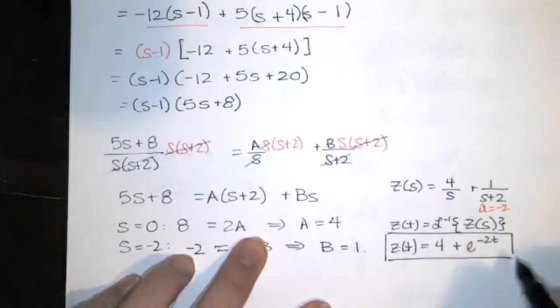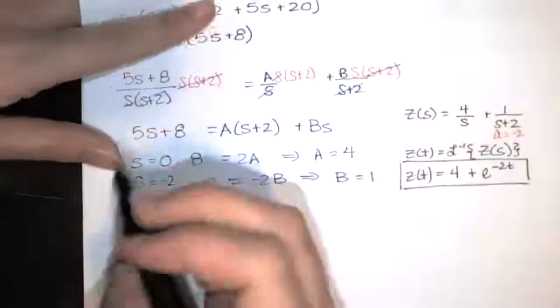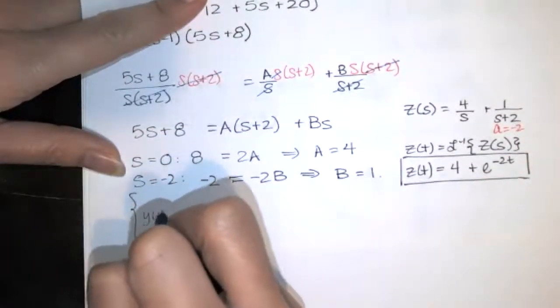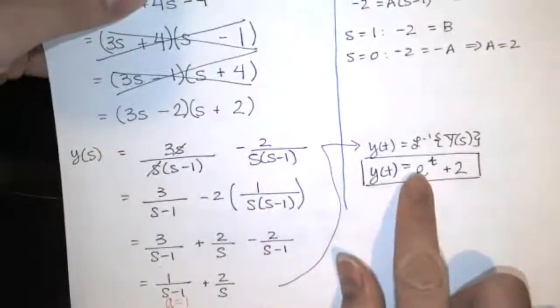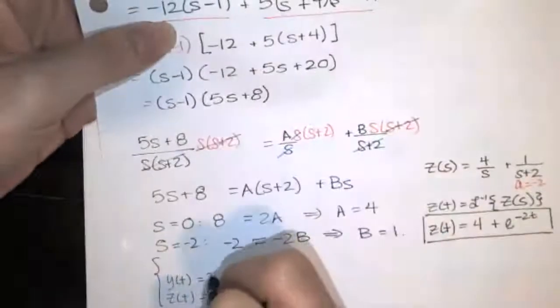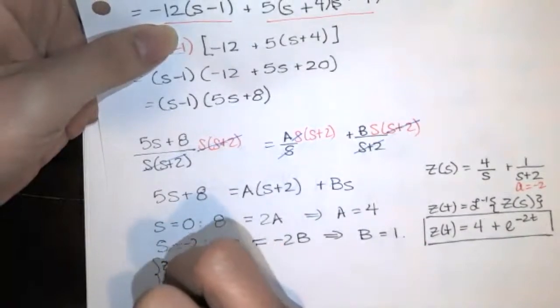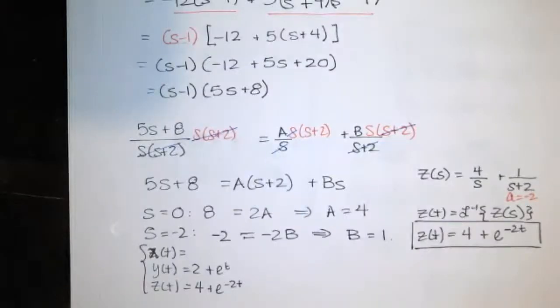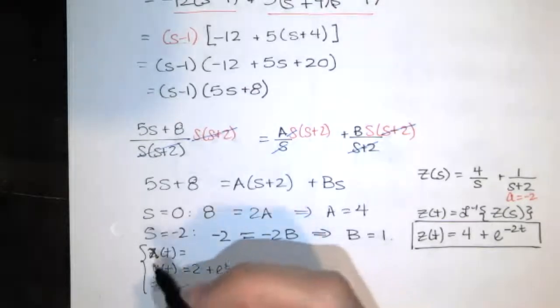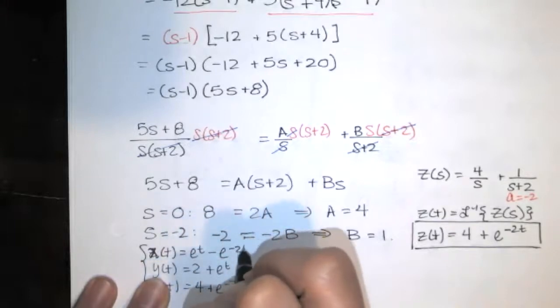So we've got our x, our y, and our z. And that was our y of t. That was our x of t, or z of t. Y of t was 2 plus e to the t. And I don't remember what x of t was. Feels like it's been a while since we started this, huh? X of t, long time ago, we found out that that was e to the t minus e to the -t.